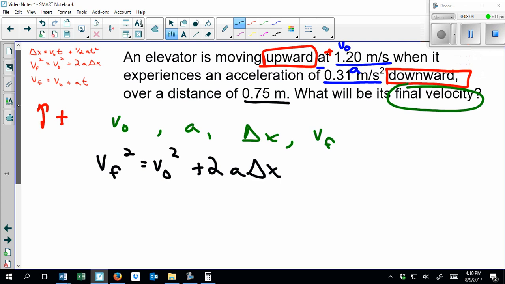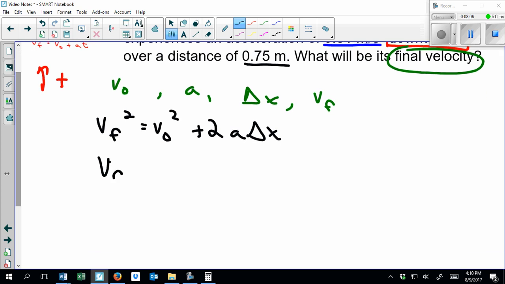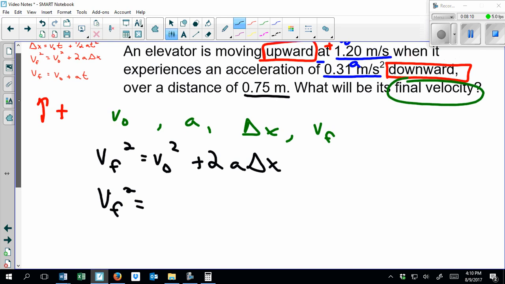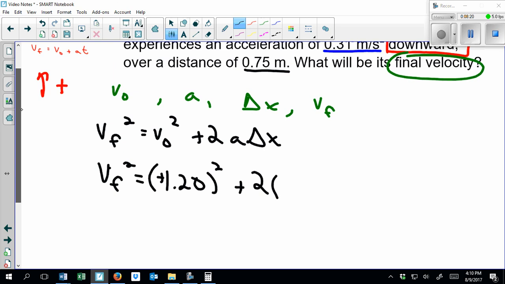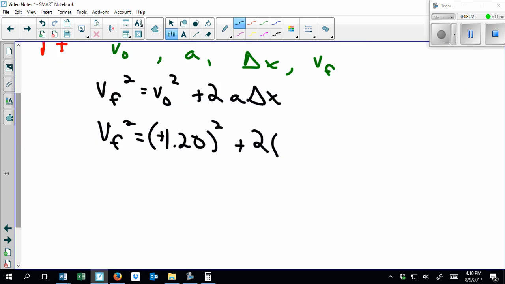So now I start substituting. My final velocity, I don't know. My initial velocity was 1.2 meters per second, and that was positive. I'm going to square that. Plus 2 times that acceleration of 0.31 meters per second squared. But I'm going to make sure that it's negative.